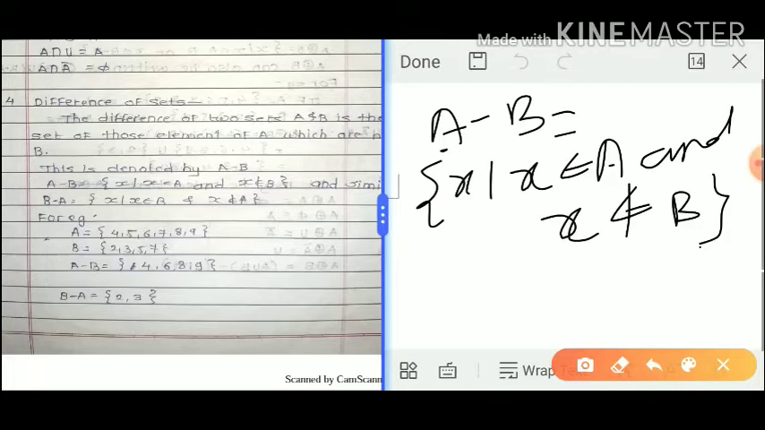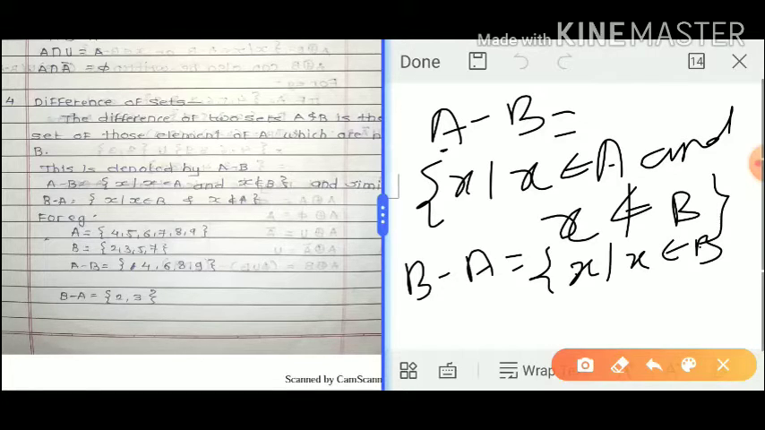Okay, so for example, this is the syntax for A minus B, but what is the syntax for B minus A? B minus A, the difference between B and A, contains the elements x such that x belongs to B, the first set, and x does not belong to A, the second set. Those are the elements which are the members of the difference B minus A.